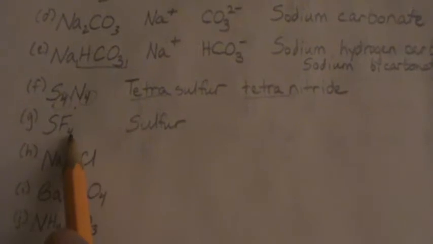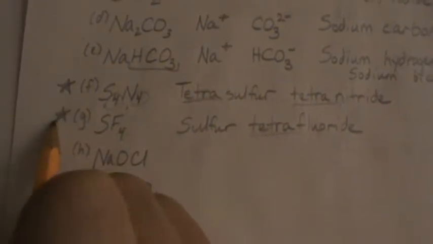Okay, so let's look at this next one, SF4. So this is just plain sulfur. We never use mono on the first one. And we have 4 fluorines, tetrafluoride. Sulfur tetrafluoride. Okay. All right, and again, I knew that I needed to use these prefixes because there was no metal. So we'll actually put a little star here that these are for our covalent compounds.